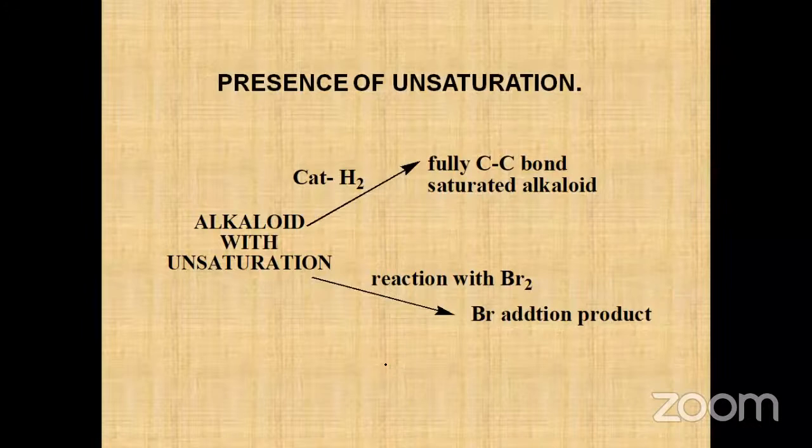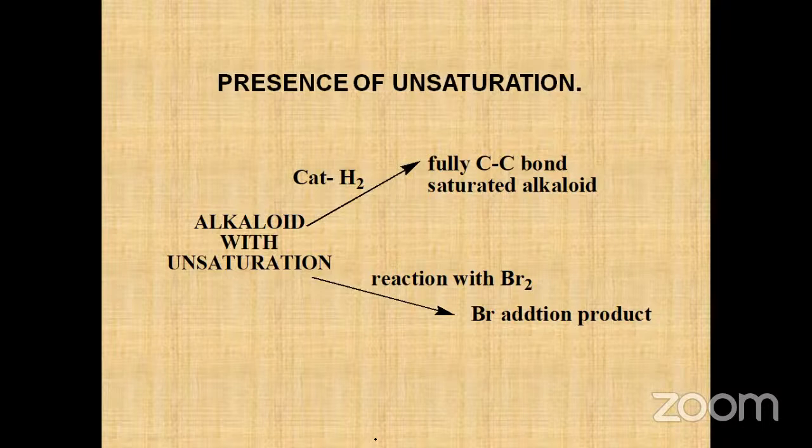Therefore, this unsaturation can be identified by using reducing reagents and addition reactions. Here we use a reduction or catalytic hydrogenation reaction in the presence of nickel or any other catalyst. We can reduce the unsaturated compound into a saturated one. Similarly, we can also treat the alkaloid with an addition reagent like bromine, which leads to formation of an addition product. If we add bromine, that gives the bromo product.